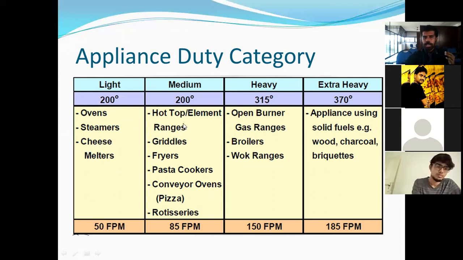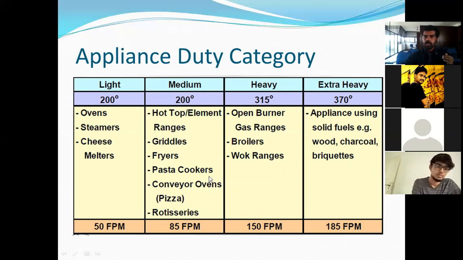When it comes to the medium duty category, what are the appliances that come under medium duty? Hot top elements, ranges, griddles, fryers, pasta cookers, conveyor ovens, pizza rotisseries. All these equipments or appliances come under medium duty.